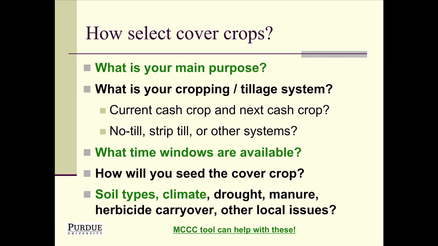Okay, so going back then to how do we select cover crops? What is your main purpose? That's what we've talked a lot about. What is your cropping and tillage system, the current cash crop and the next cash crop? I've talked just a little bit about that related to carbon nitrogen. Certainly your tillage system is very significant, but I'm not going to talk about that today. What time windows are available, how are you going to seed it, and soil types. Okay, the green ones, again, as I said, are the ones that our MCCC tool can help with, and I'm going to go through just a couple of screenshots of that.